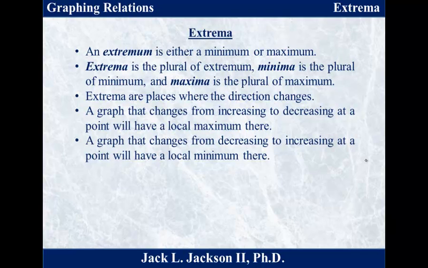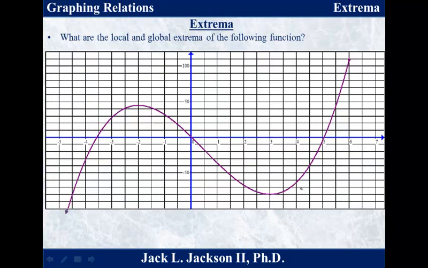Now, extrema is the plural of extremum. Minima is the plural of minimum. And maxima is the plural of maximum. These are kind of Latin plurals here. Extrema are places where the direction changes. So a graph that's increasing up to a point and then decreases after that point is going to have a local maximum. And a graph that goes from decreasing to increasing at a point will have a local minimum.